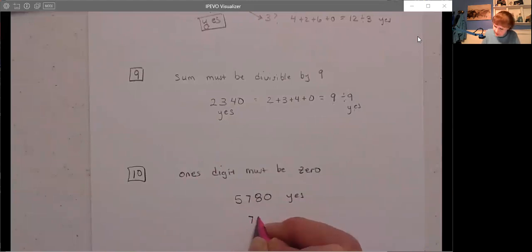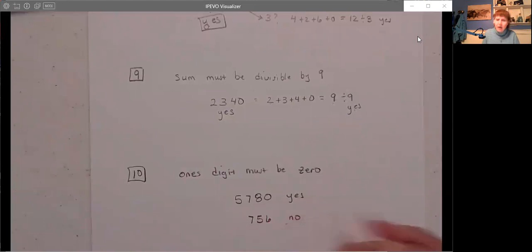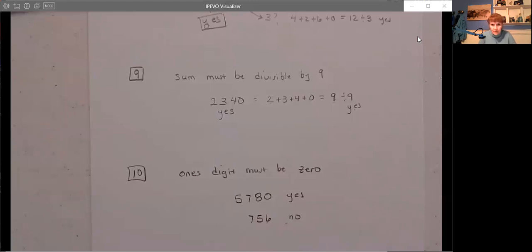If you have 756, the answer is no. 10 will not go into it evenly. Something else would go into it evenly. 2 would go into it. Would 3 go into this? Well, you'd have to add up the digits and see. 7 plus 5 is 12, plus 6 is 18. 3 goes into 18, so yeah, 3 would go into it. So 2 would go into it, 3 would go into it, so 6 would go into it. But 5 would not, because it doesn't end in a 0 or a 5, and 10 would not.